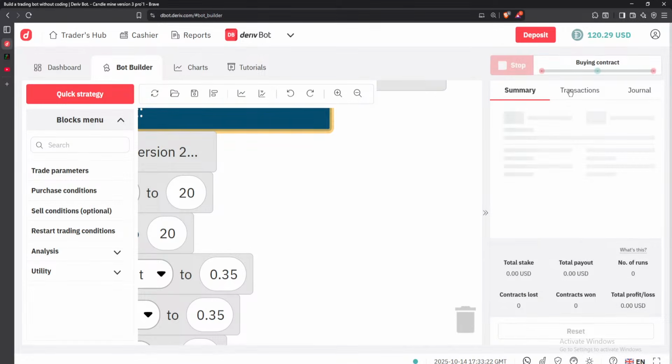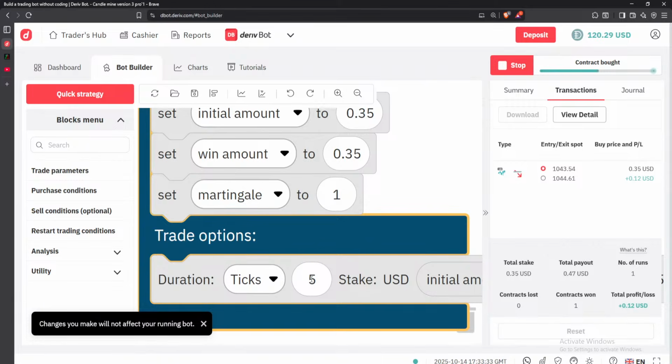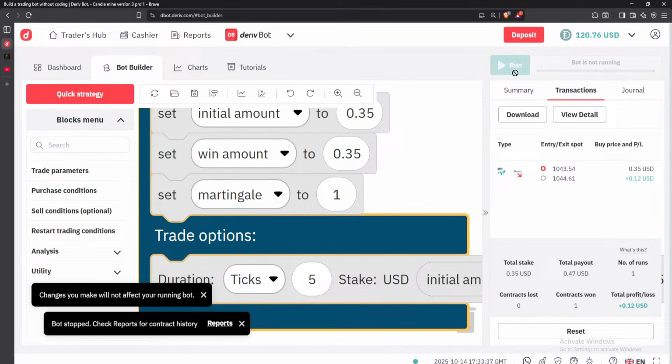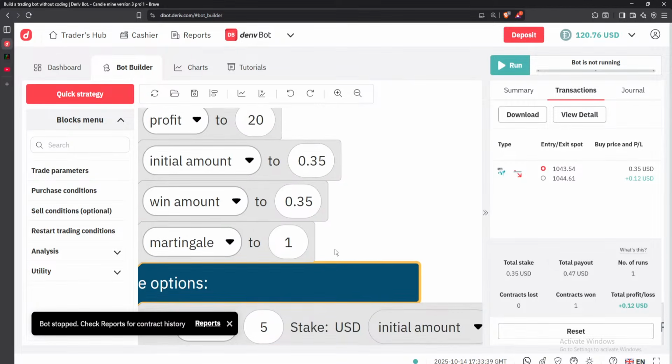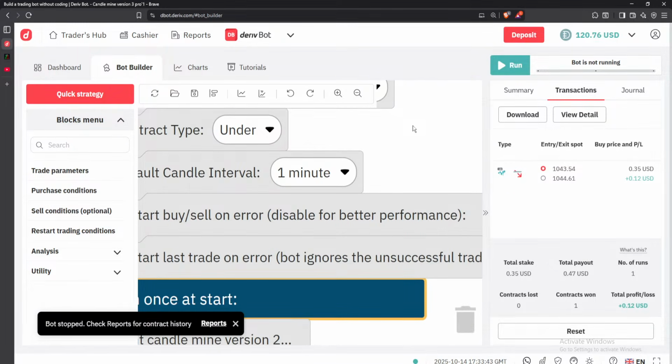Now, when I press run, as you can see, the bot is delaying. If I'm a new trader and somebody has told me that the bot is analyzing the market, I will believe it. But they have simply come here and changed the bot to operate with a 5-tick time frame. So always ensure the bot is set to 1 tick, and then ensure that the default candle interval is 1 minute. Ensure that this has been observed in every particular bot you're using.